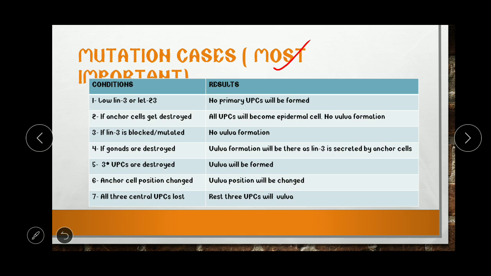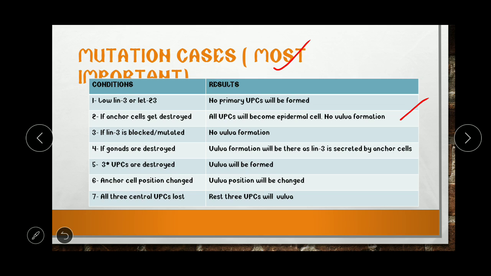Then, if the anchor cell is destroyed, as the name suggests, the anchor cell is anchoring the whole process of vulval development. So as the anchor cell is destroyed, there will be no Lin3 molecule, so all VPCs will become epidermal and no vulva formation will take place. Then, if Lin3 is blocked or mutated, Lin3 is the ligand molecule responsible for the formation of the 1 degree and 2 degree VPC, so no vulva formation will take place.